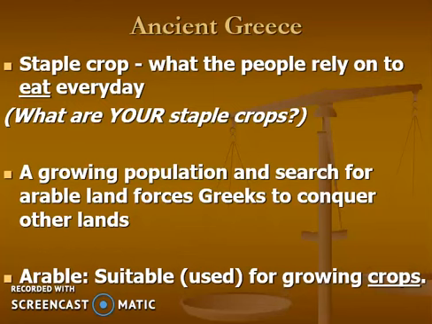A growing population in search for arable land forces Greeks to conquer other lands. So we will take a look at how ancient Greece will have different city-states that are going to move east towards Anatolia, across the Aegean Sea, and they're going to settle there. If they don't have enough resources to feed their people, then they will expand elsewhere to find those resources. Find places that have that arable land suitable for growing crops.